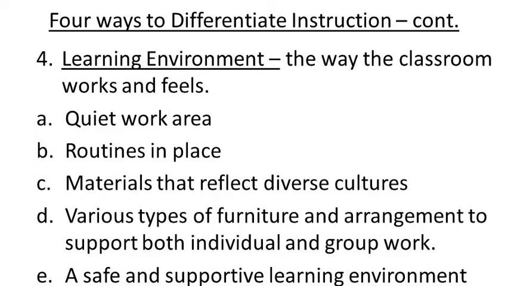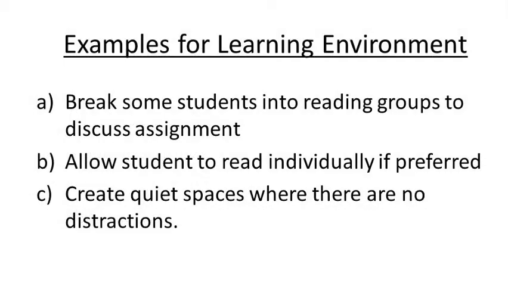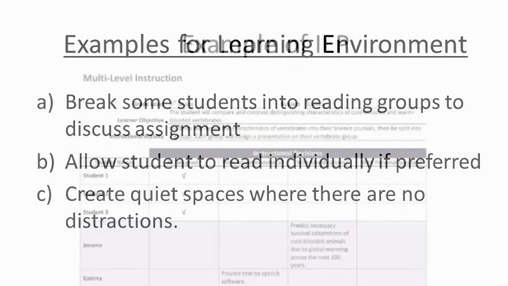So, you want to make sure that they have a quiet work area, your routines are in place, materials that reflect diverse cultures, various types of furniture and arrangement to support both individual and group work, and then a safe and supportive learning environment. So, examples for the learning environment: you can break some students into reading groups to discuss assignments, allow students to read individually if preferred, create quiet spaces where there are no distractions.